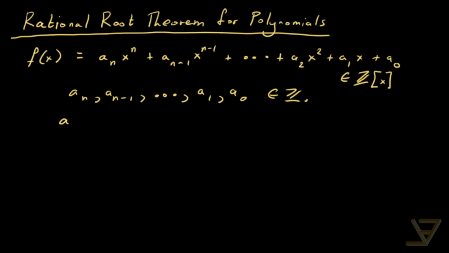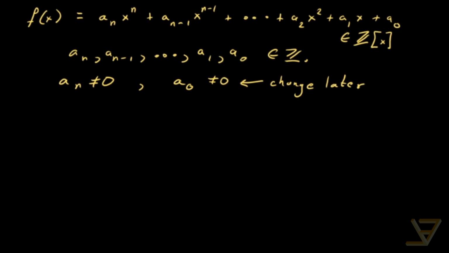And we're going to say that a_n is not 0, so that we don't have the 0 polynomial. And we're also going to add that the constant term is not 0, but we're going to change this later. In the end, I'll show how to deal with the fact that a tail end of the coefficients might be 0.